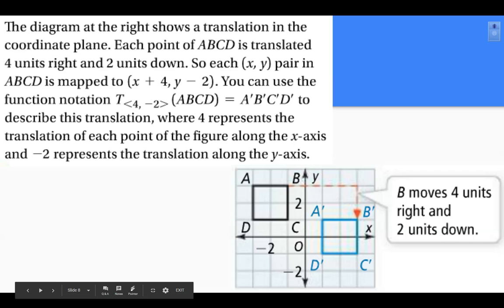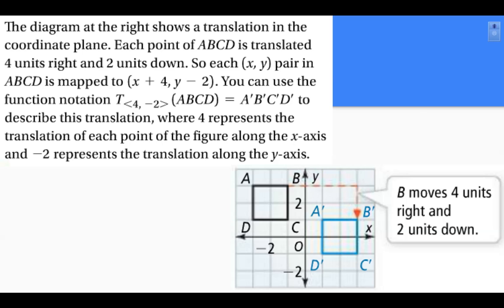The way we write this is a translation, capital T, with a subscript here. Now these are not parentheses, these are arrows that tell us that 4 and negative 2 is the rule that we're applying onto figure ABCD. So we're going to take each point of ABCD and add 4 to every x, and subtract 2 from every y. That'll give us our new positions of A prime, B prime, C prime, and D prime. So this describes the translation where 4 represents units of points moved along the x-axis and negative 2 is on the y-axis.